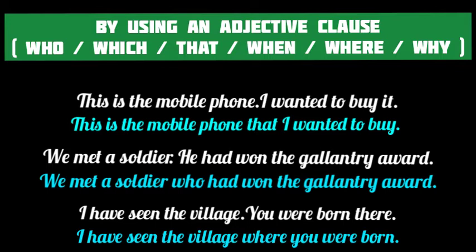In the last example, the two separate simple sentences, I have seen the village and you were born there, are combined into the complex sentence: I have seen the village where you were born. Here I have seen the village is the principal clause and where you were born is the subordinate adjective clause.